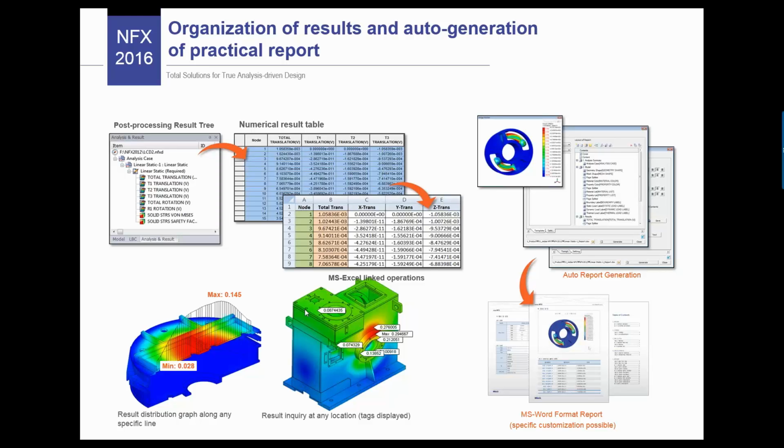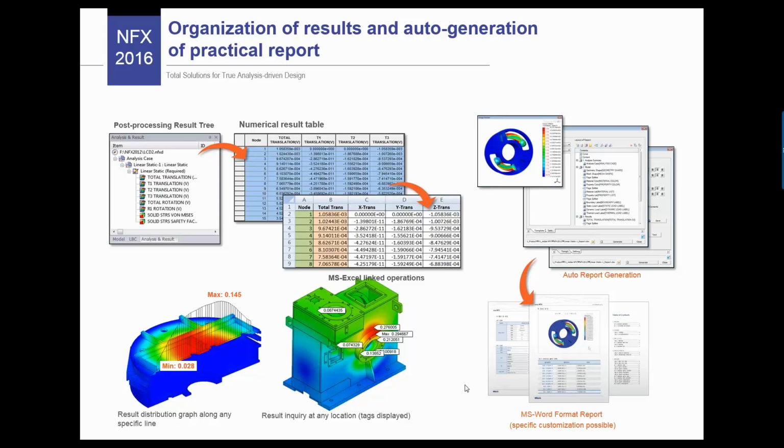You have report generation, for example in Word format, so you can tell the software what kind of results you want in your report, and it will automatically take screen captures and produce an MS Word format report. The format of the report can be changed as you want, so it can be customized if you have your own company template, for example. This is very good and saves a lot of time.